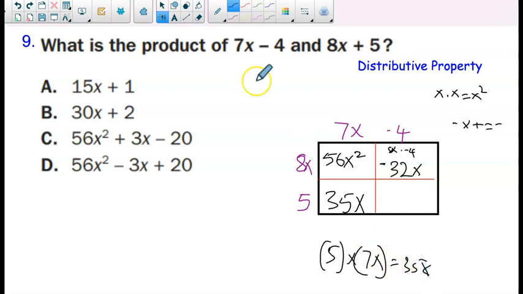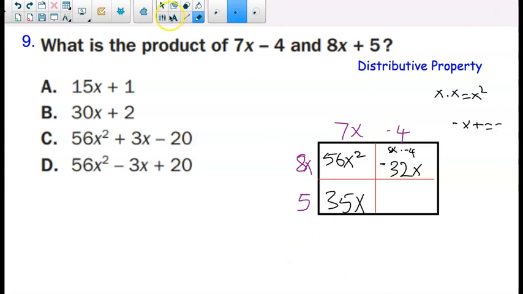Alright. Then the last one, what is the fourth rectangle? I have here 5 times negative 4. 5 times 4 is 20 with a minus sign.